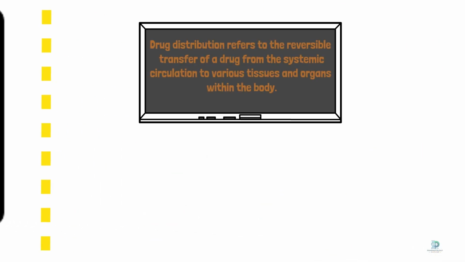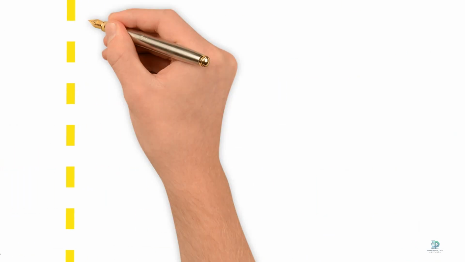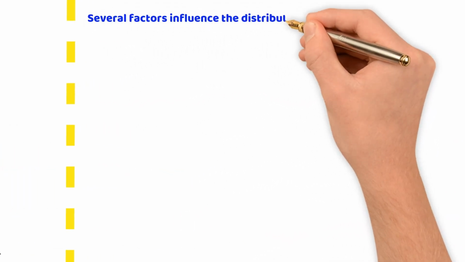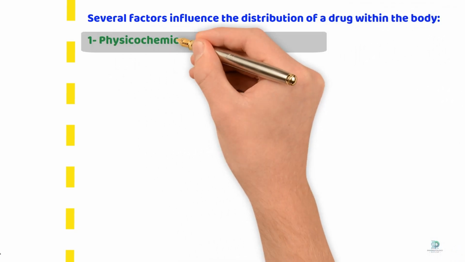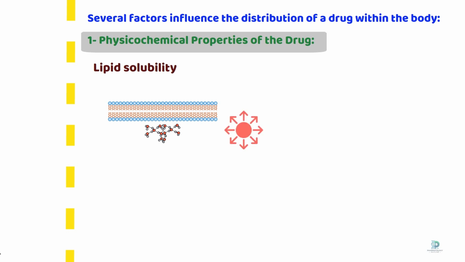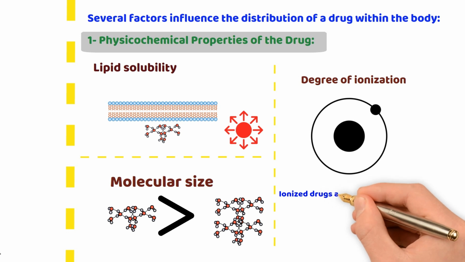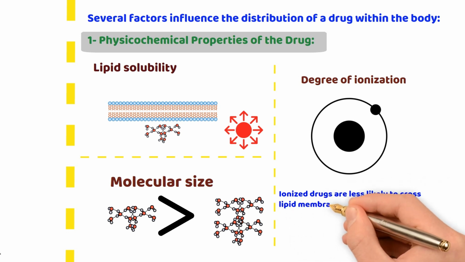Drug distribution refers to the reversible transfer of a drug from the systemic circulation to various tissues and organs within the body. Several factors influence the distribution of a drug within the body. Physicochemical properties of the drug. Lipid solubility. Lipophilic drugs readily cross cell membranes and distribute more extensively into tissues compared to hydrophilic drugs. Molecular size. Smaller molecules generally distribute more readily than larger ones. Degree of ionization. Ionized drugs are less likely to cross lipid membranes and tend to remain in the bloodstream.